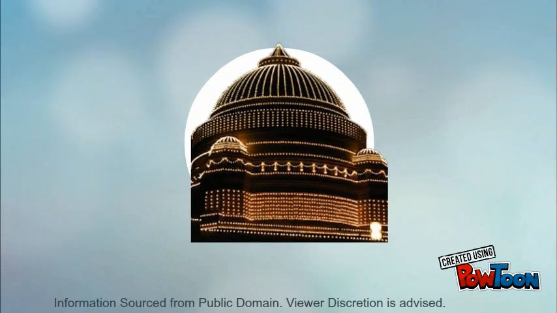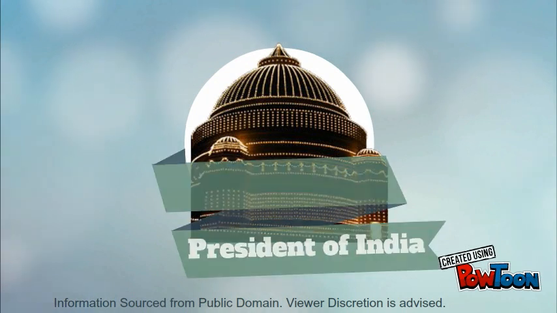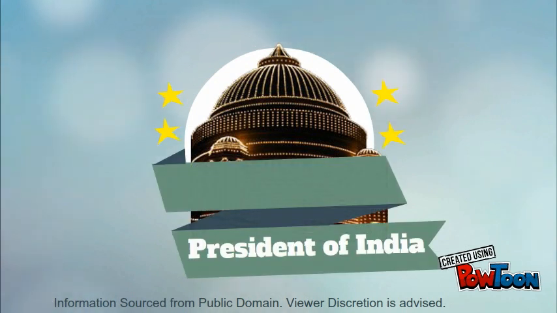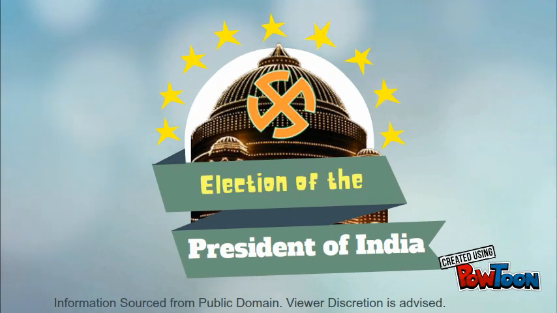House has recently got a new resident. Any guess? Exactly, the President of India. Most powerful person of the largest democracy of the world has been elected recently. Don't you want to know how someone can get here?